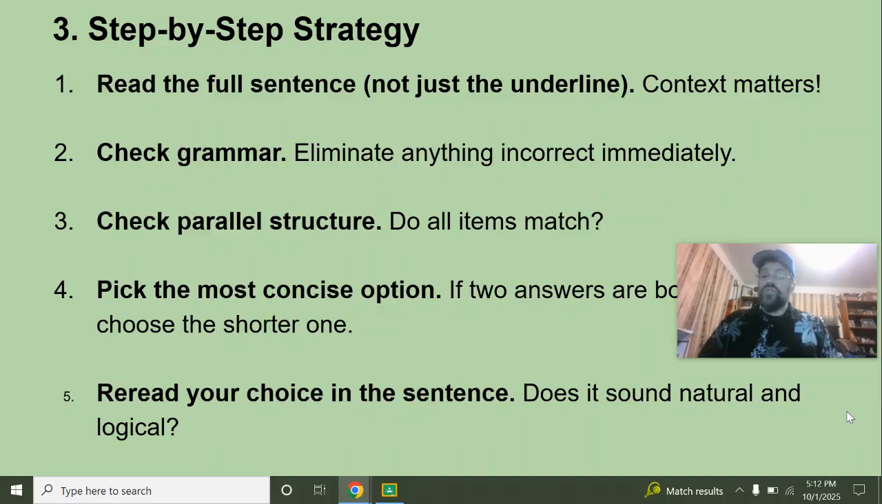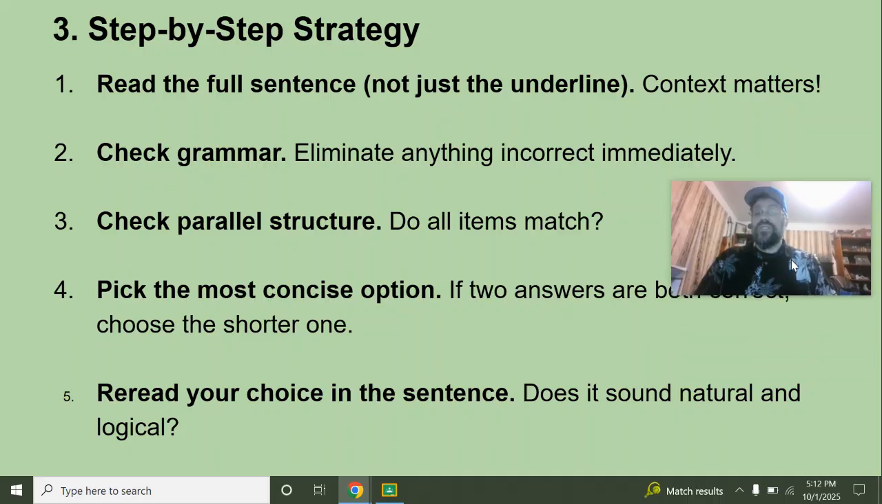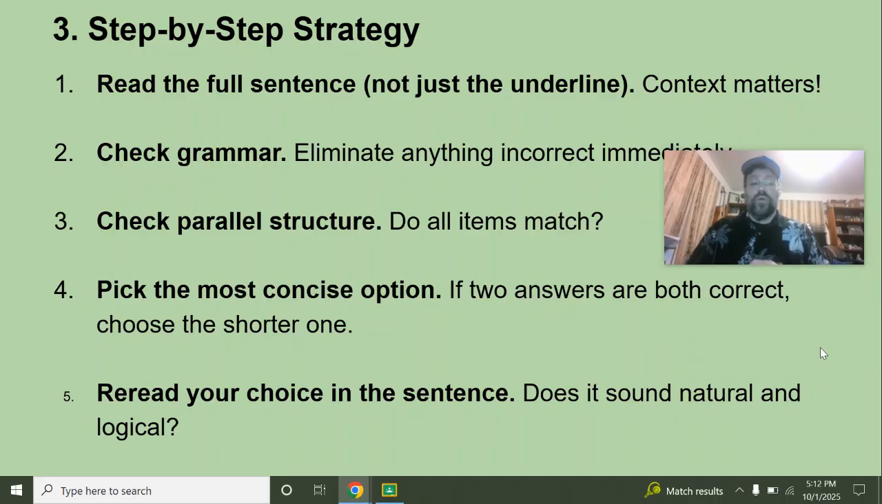Check for grammar right away, because you can eliminate a couple of the answers immediately if the grammar is wrong. Do all items match? That's the parallel structure. Look for the most concise of the two, the one that's shorter, because if they're both correct, that's what we are talking about before, choose the shorter one. Reread your choice in the sentence. Does it sound natural? Go back over it and see.